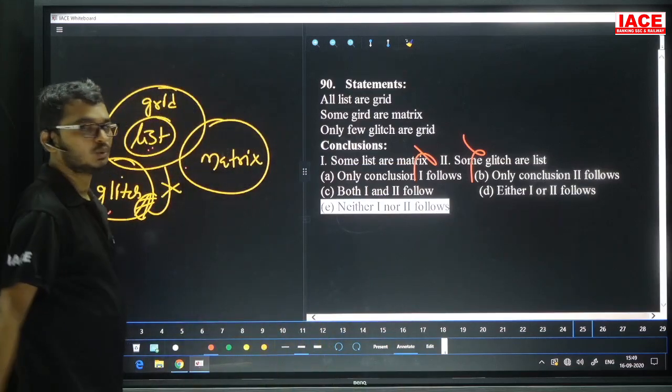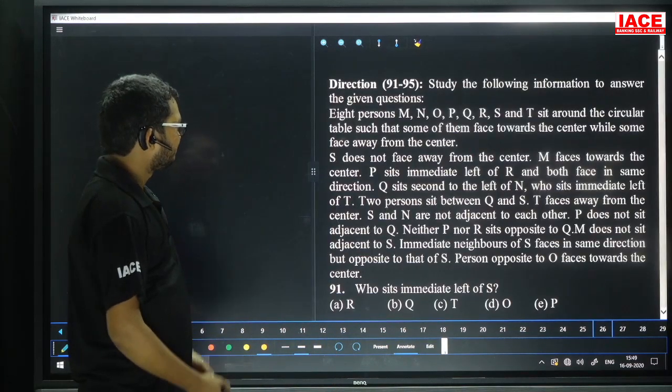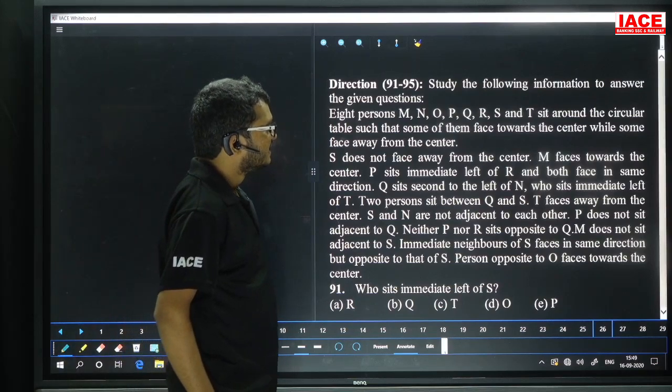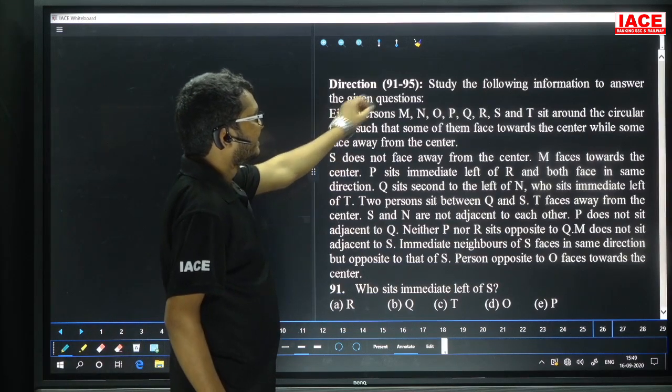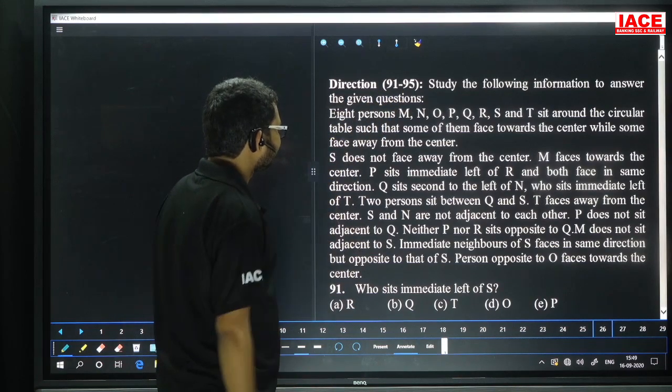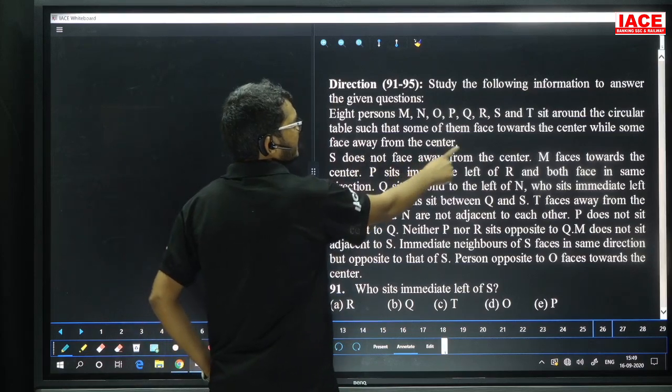Neither one, nor two. Question number 91 to 95. M, N, O, P, Q, S and T sit around a circular table such that some of them are facing inside and some of them are facing outside. Leave it. S does not face away from the center.